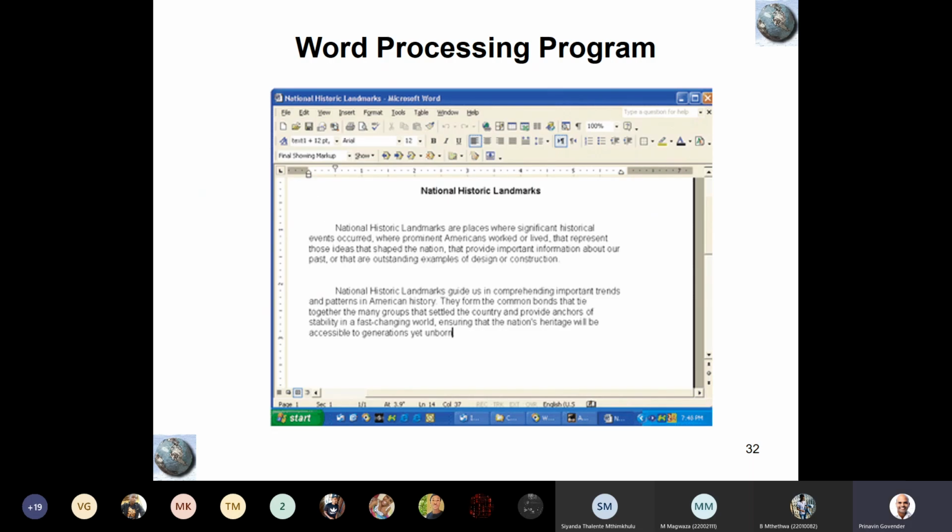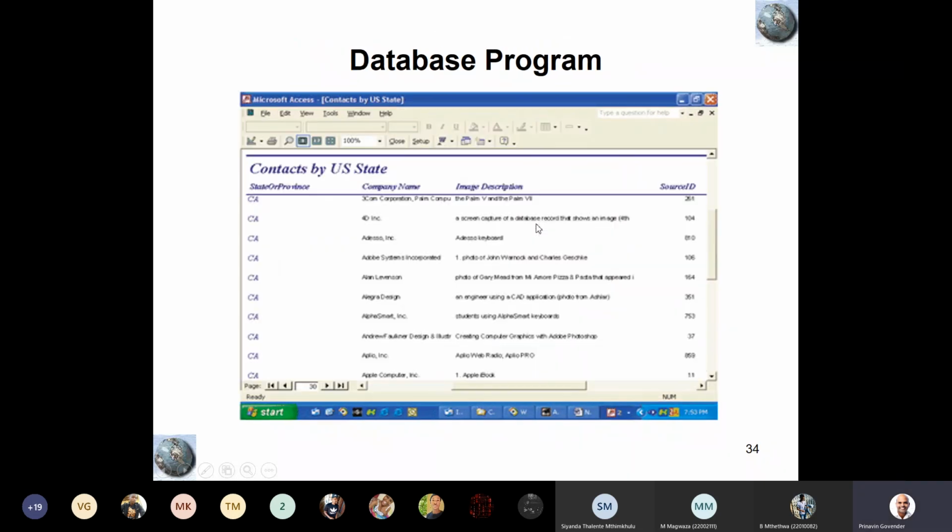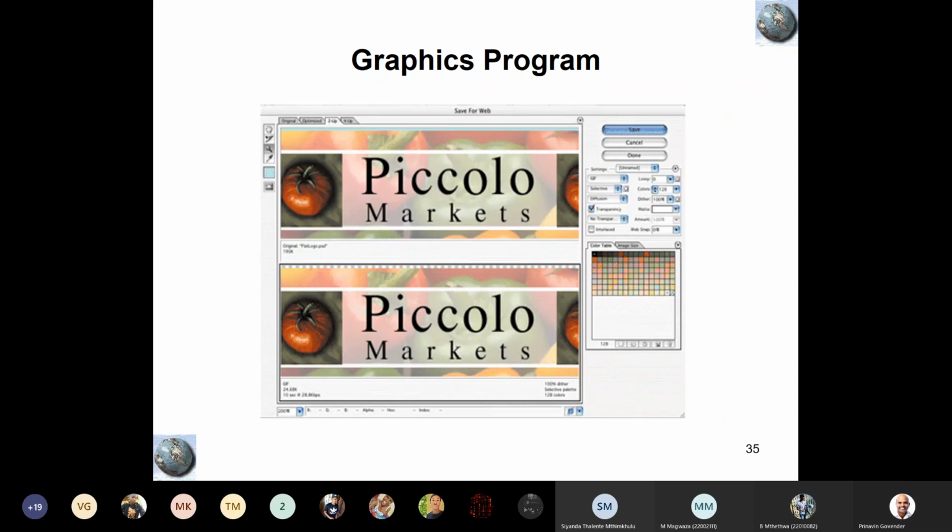Application software. This looks familiar. Microsoft Word. This also looks familiar. Excel. I don't know if this looks familiar to any of you. This is Microsoft Access. Yeah. Graphics programs. No, this doesn't look familiar to me. But for our purposes, this is an example of application software.